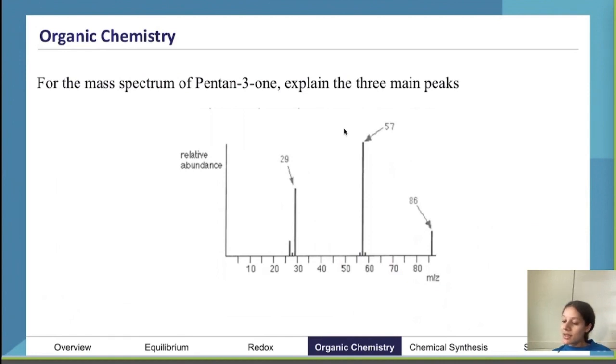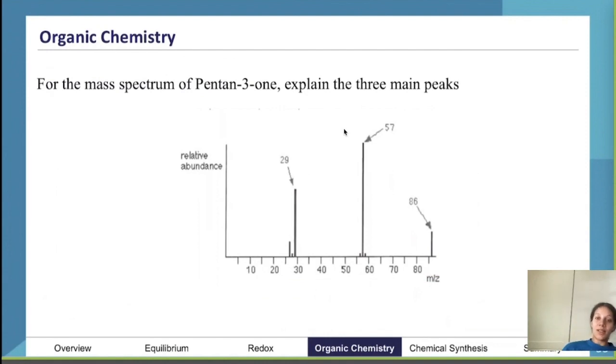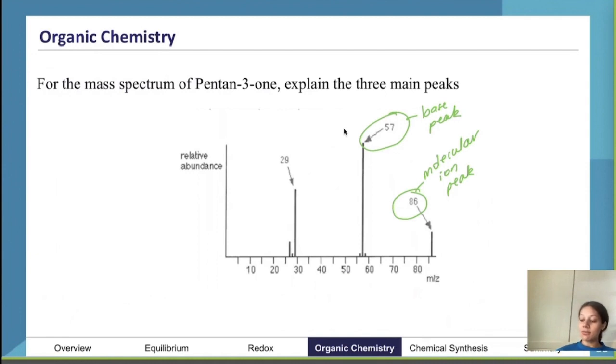Okay, cool. So the next one we have here is, for the mass spectrum of 3-pentanone, explain the 3 main peaks. We have what we call our molecular ion peak being our highest peak there. Then our most abundant one we call our base peak. And then we have other fragments present down here. The IR spectrum gives us information on what functional groups are present, so it can help us identify what class of molecule we're dealing with, whereas our mass spectrum is predominantly looking at the different fragments, telling us the actual size of the molecule that we have.